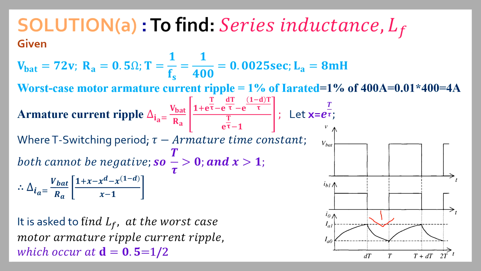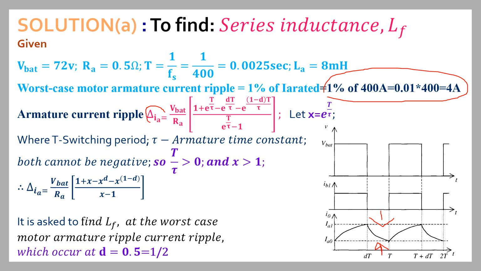The presence of AC component in DC is nothing but ripple. The swing in the graph will occur to a larger extent at D equal to 0.5 when compared to all other duty ratios. So let us fix the value of D as 0.5 and calculate the ripple current. The motor armature current ripple is 1% of IA rated, and 1% of the armature rated current of 400 amperes is 4 ampere.